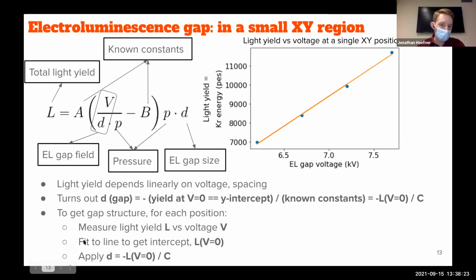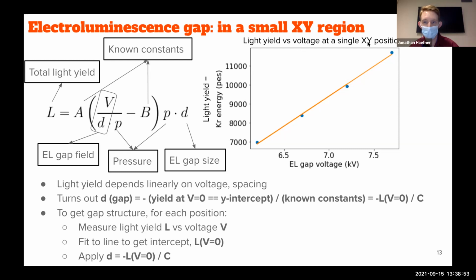So I've put on the left side of the screen here a formula for the total light yield in terms of the EL gap field and the EL gap size. It is maybe a bit intimidating. I mean, it's a formula, but the point that I'm trying to communicate is that along with some known constants and the pressure, the total light yield depends linearly on the voltage that you apply across the EL gap and on the size of the EL gap. And you can see that here.